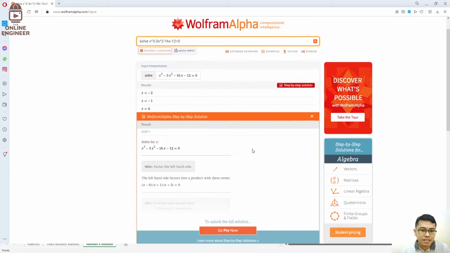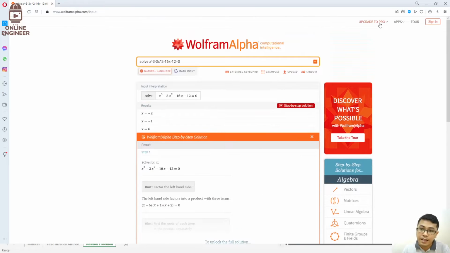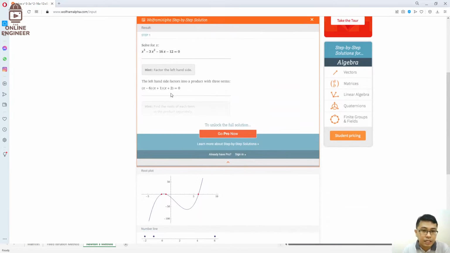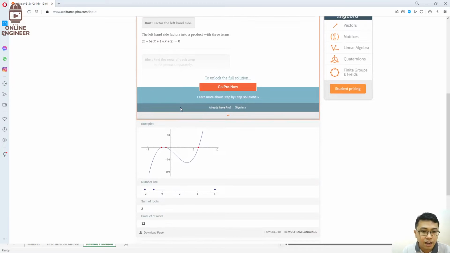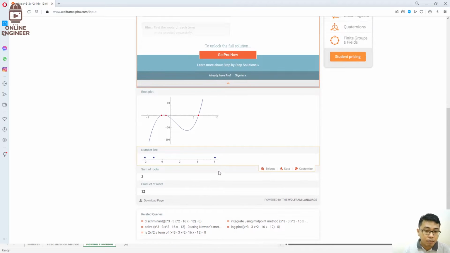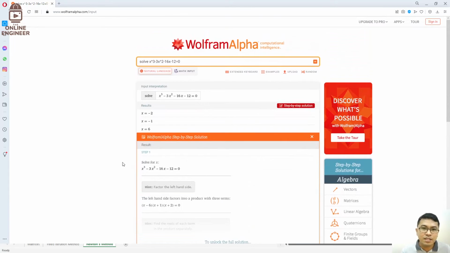It even has a step-by-step solution, although you couldn't see everything because you need to upgrade to Pro in order to do that. But it already gives you the results, and it gives you a hint on how to do it. You can even just factor it out, as you can see over here. It can even show you the plot and the positions of the roots on the number line. Very easy, guys. I hope you've learned something, especially with this wonderful tool that we have for solving mathematical problems, the free web application, Wolfram Alpha.